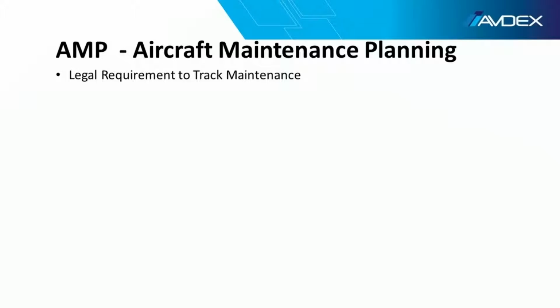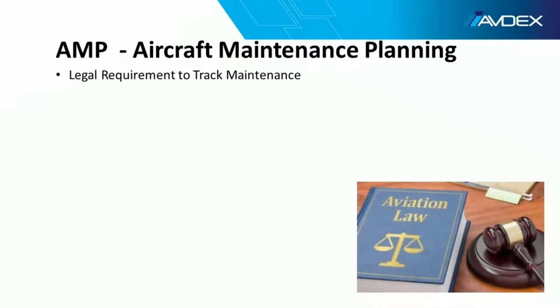Legal requirement to track maintenance. Current local civil aviation regulations require that all maintenance be logged, but there is insufficient direction as to how these are recorded for long-term retrieval. Minimum recording is inserted into logbooks with insufficient data to allow accurate tracking.